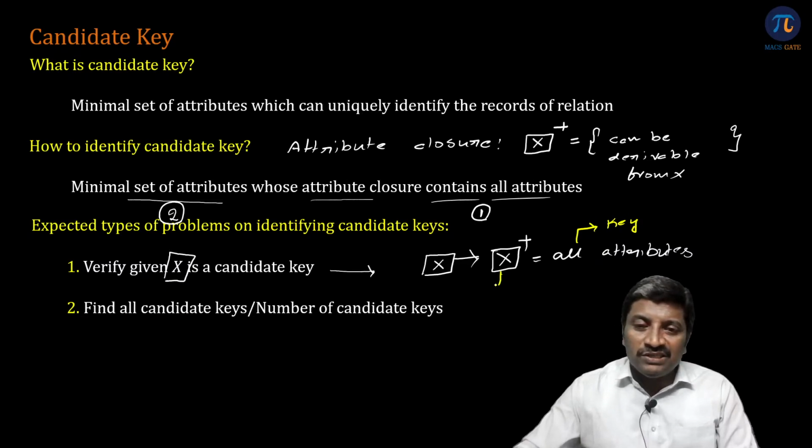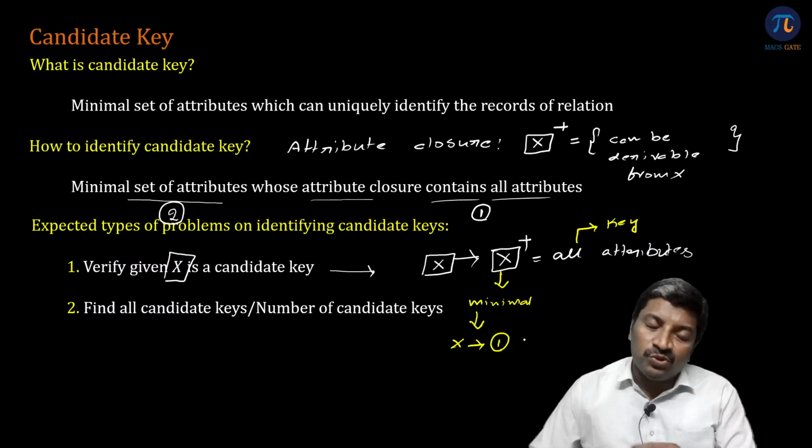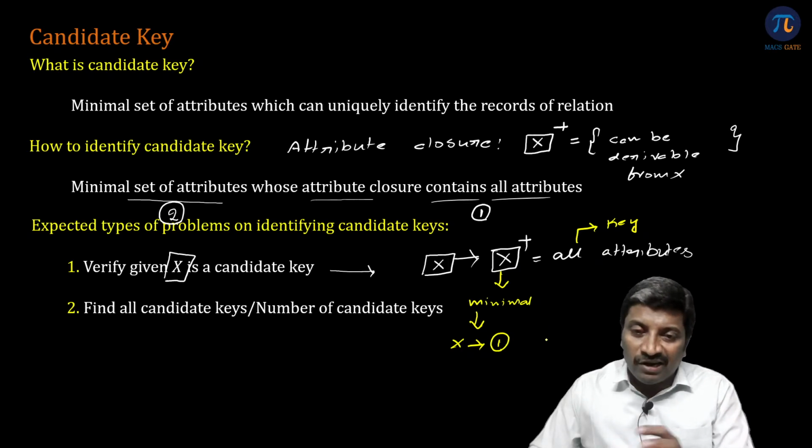Then the second one is whether it is minimal or not. Sir, suppose X contains only one attribute. Surely it will be minimal because I cannot delete any attribute from X, because I have only one attribute.